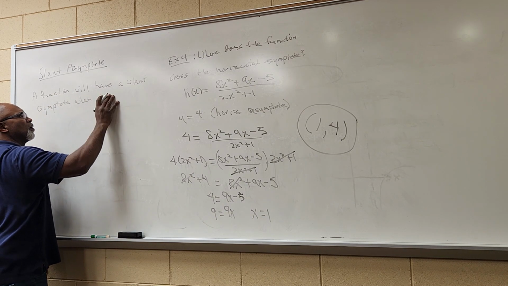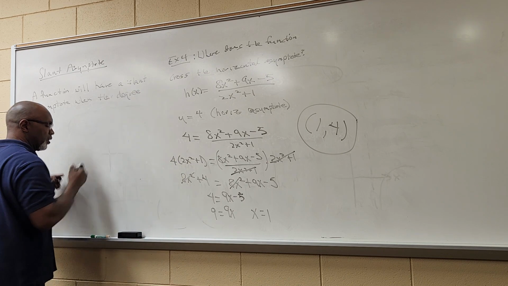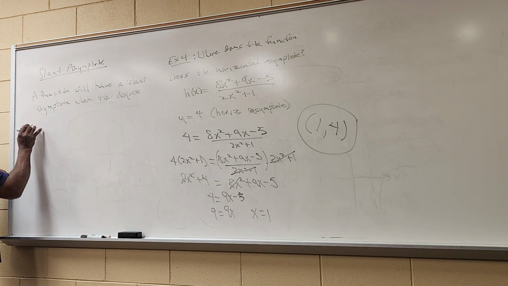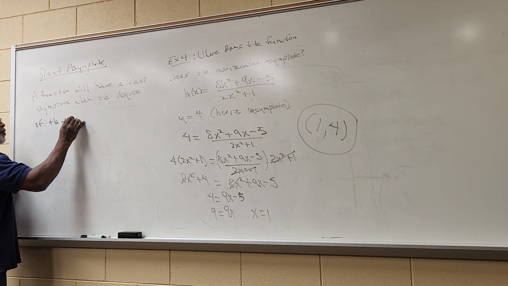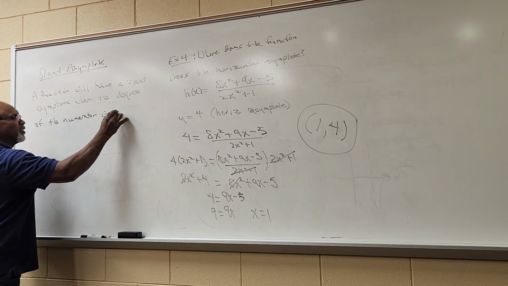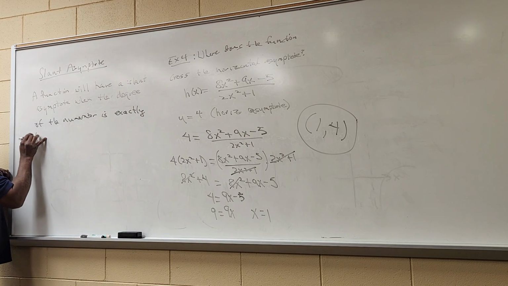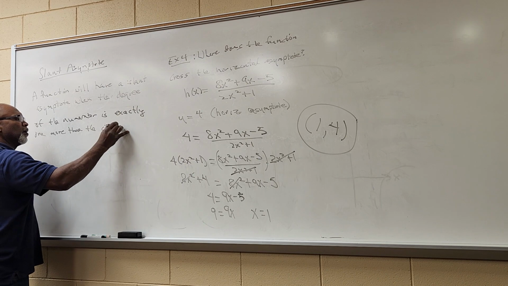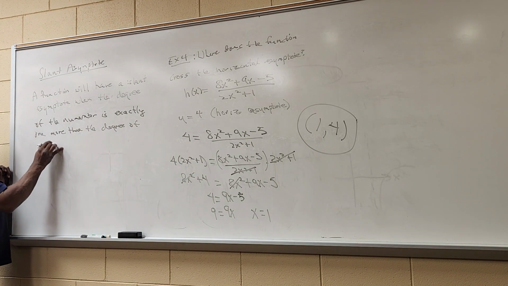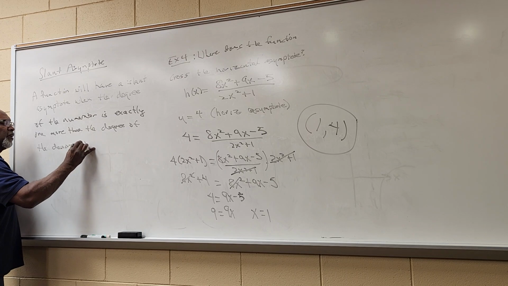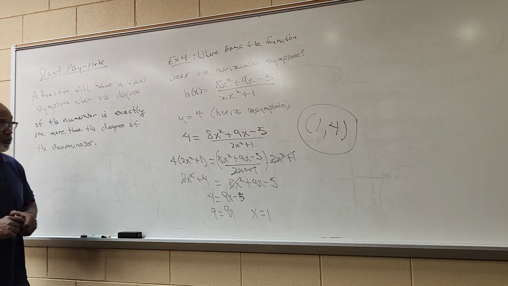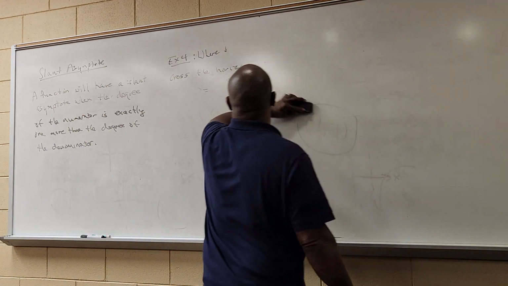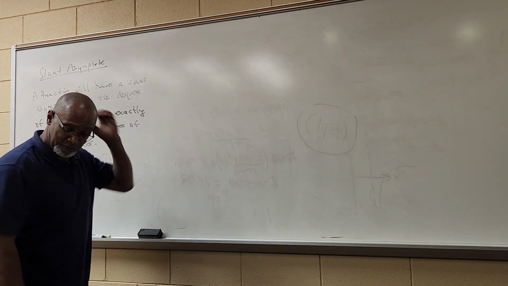when the degree of the numerator is exactly one more than the degree of the denominator. So when I have this rational function and the degree of my numerator is exactly one more than the degree of my denominator, that's when I'll have a slant asymptote.